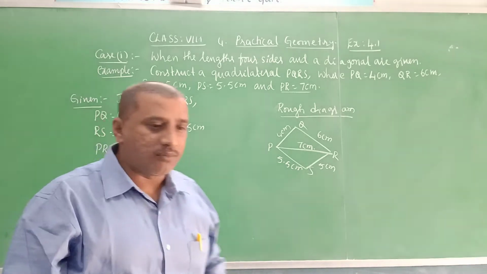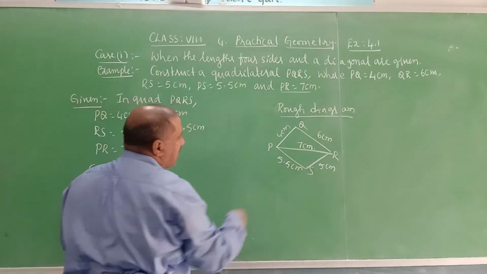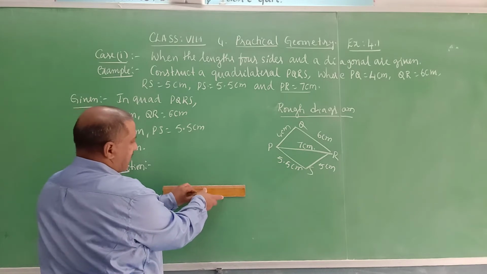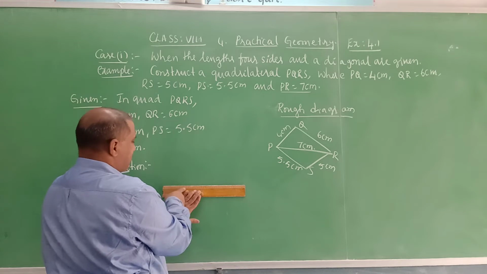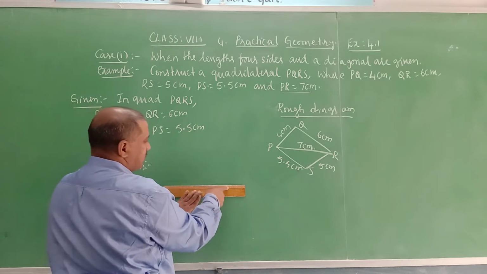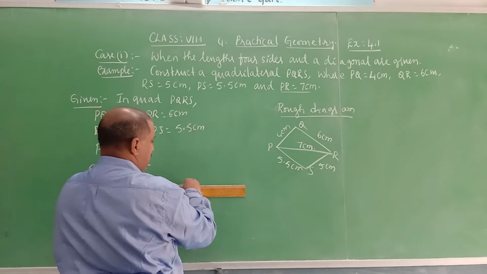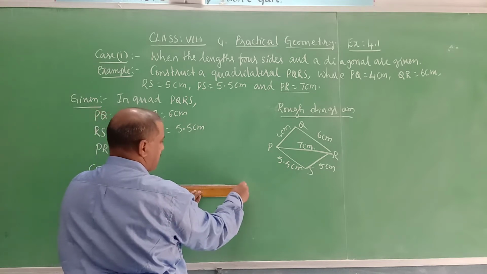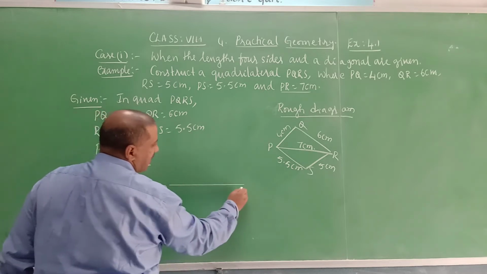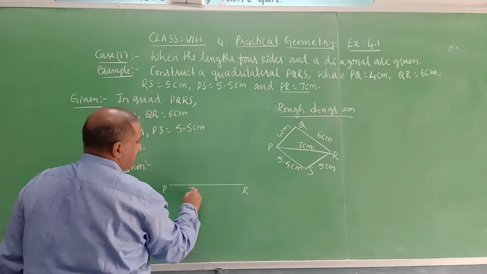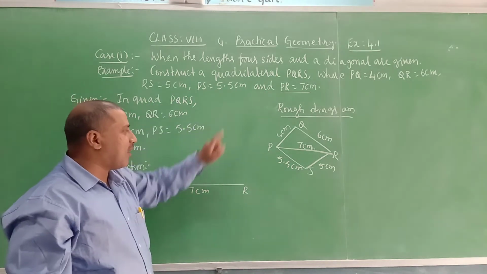Now the first and foremost step is to draw PR equal to 7 centimeters. So PR is equal to 7 centimeters, and locate them as P and R. How much is it? 7 centimeters. Next we have to locate the two vertices Q and S.